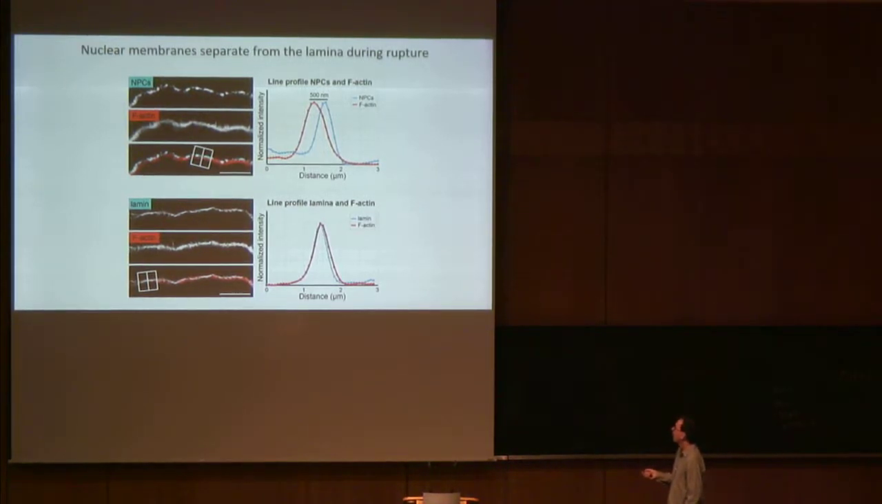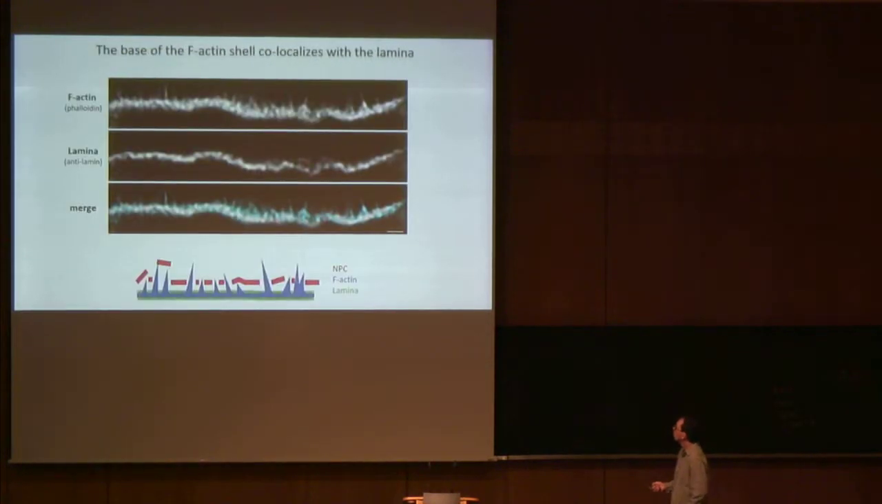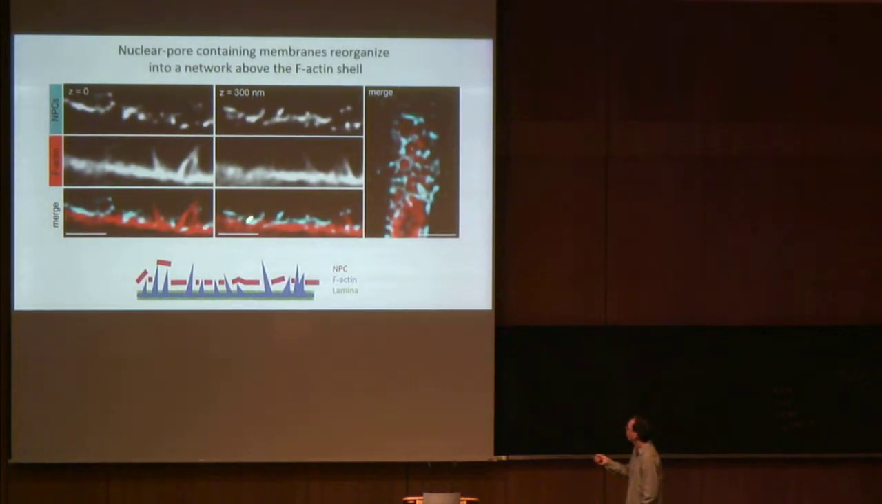Then we looked at the resolution that we can afford by confocal microscopy, and actually we observed something very interesting. While the actin shell is co-localizing with the lamina, the nuclear membranes, stained here by nuclear pore complex, are separating a bit. They are a little bit above. So we looked closer, and indeed the base of the shell is co-localized with the lamina, but the pore-containing membranes are forming these little fragments above the base of the actin shell, and then we could also visualize these funny spikes of actin which pierce through these pieces.